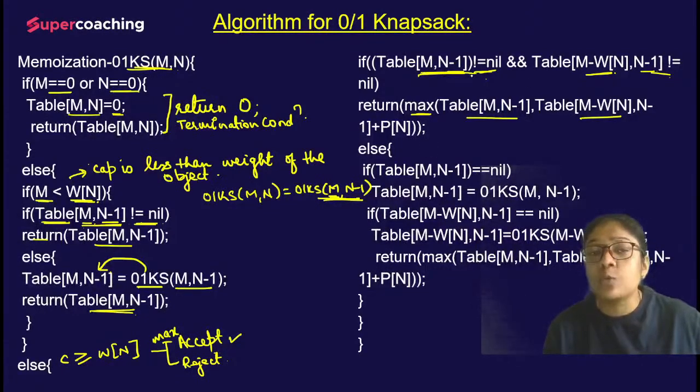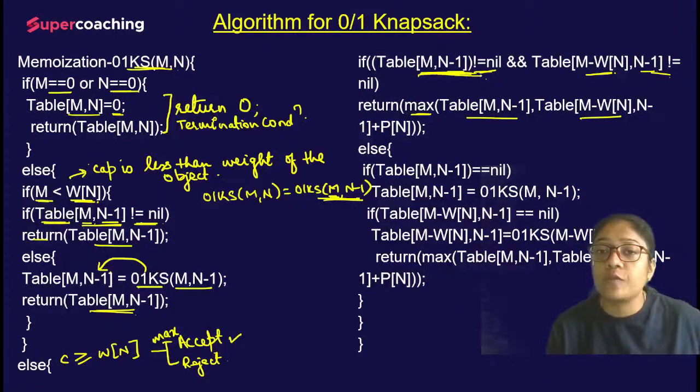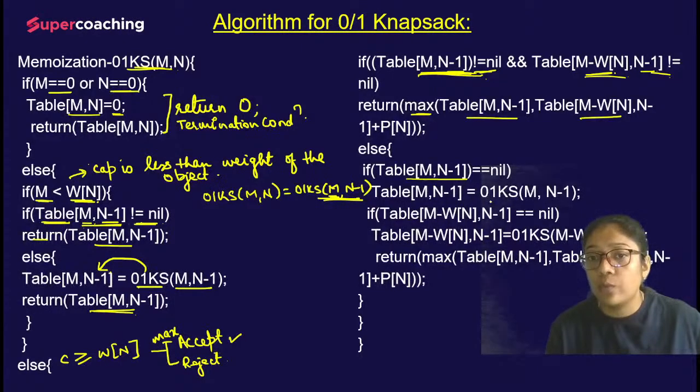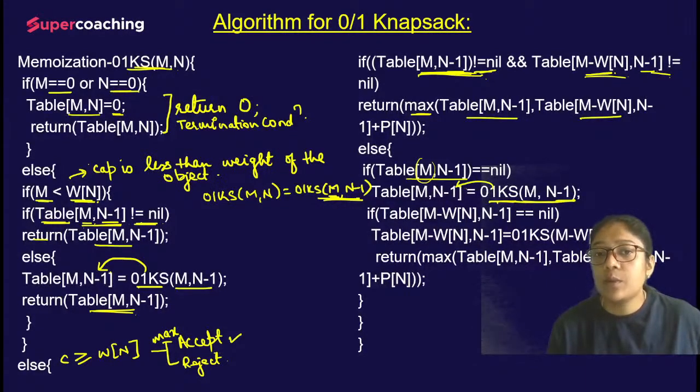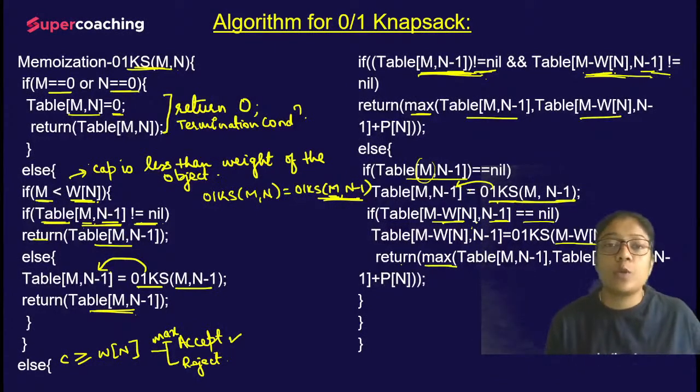So when will it come out of this if condition? Either the first condition is false or the second. If the first condition is false, it is making a call to the same function, with the same parameters, m comma n minus 1, solving the call and storing this value in the table. If it came out because of the second condition, then it is making a call to m minus wn and n minus 1. If that was nil, then it's making a call to the function and returning the value. After that, finally, it is returning the maximum of both the values. Now because you solved both calls, it is returning the maximum value.